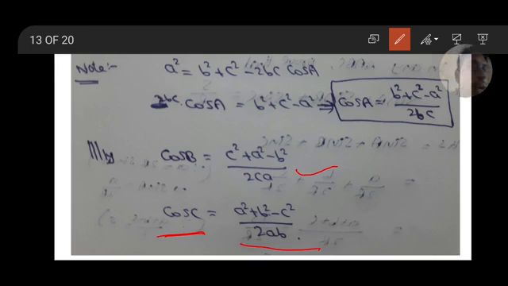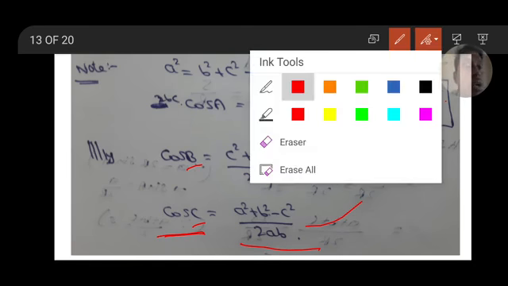If the sides are given, to find the angles A, B, C, we use these formulas: the cos A formula, cos B formula, cos C formula. For A, we start with b² + c² − a² over 2bc. Okay, this is the cosine rule.